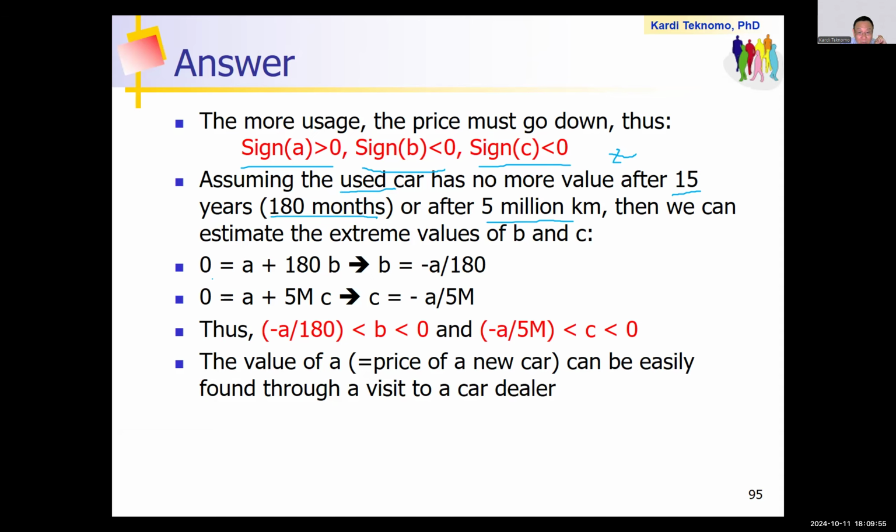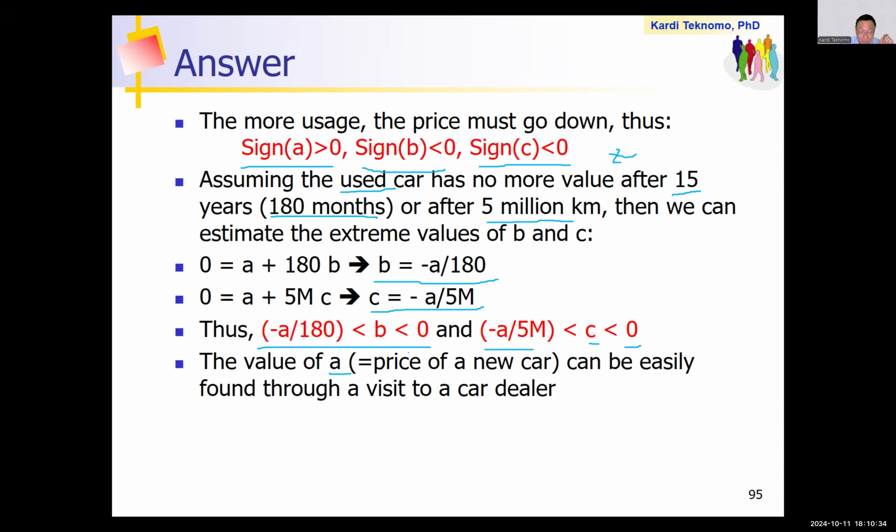Then you have the value of P and C. This of course depends on A. So in that case, you know the value of P is between this negative value and 0, and the value of PC is between this negative value and 0. If you want to know the value of A, you just go to the dealer and conduct a simple survey. With that, you can calibrate and verify the model.